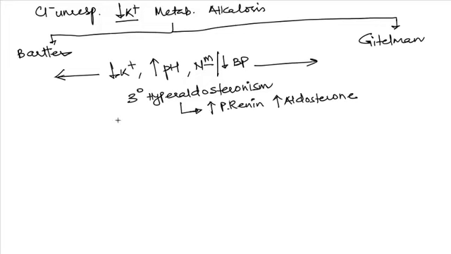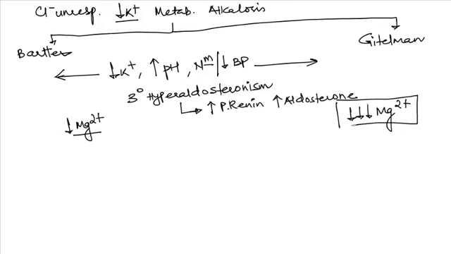Both these patients also have low levels of magnesium in their serum. Magnesium levels, however, are markedly low in Gitelman, which is an important differentiating point between Bartter's and Gitelman's.